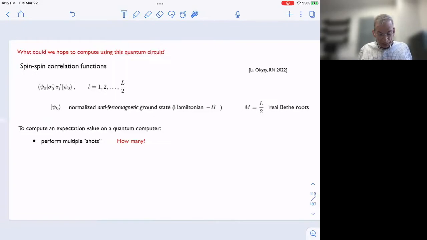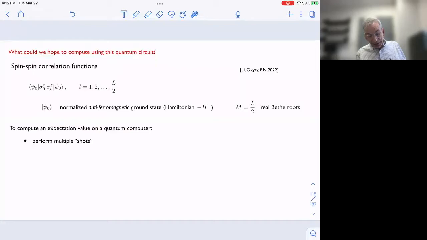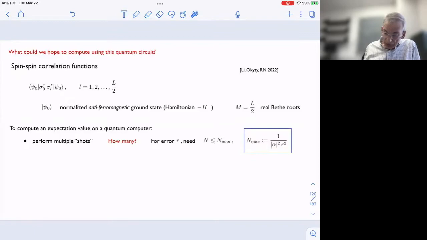So the way you could compute it on a real device would be to perform multiple shots. So you perform multiple experiments and you measure this thing for each shot, and then you just do multiple shots to get a reasonable value for the correlation function. So first question is, how many shots do we need to perform? So we argued that if you want your answer within an error epsilon, then the number of shots n that you need should be less than or equal to some maximum number. And that maximum number depends on the success probability I told you about recently, and then also epsilon squared. Again, epsilon is the error.